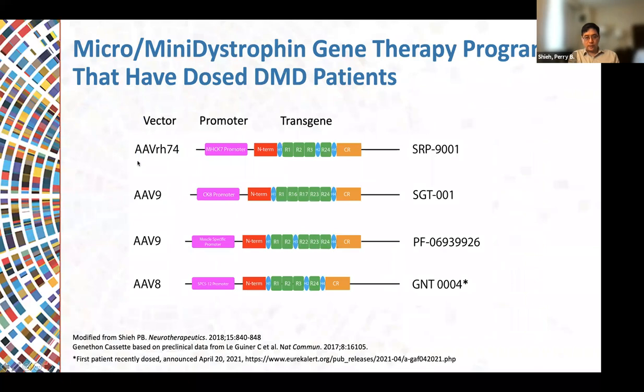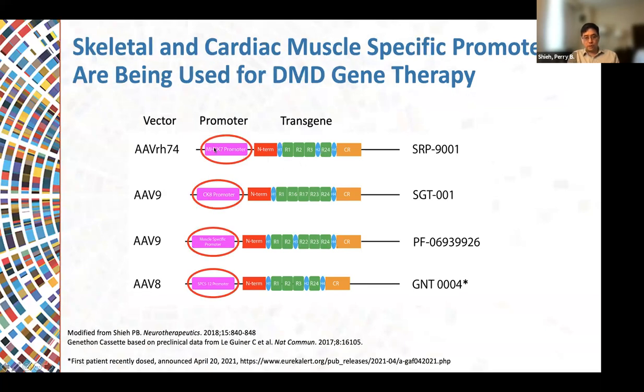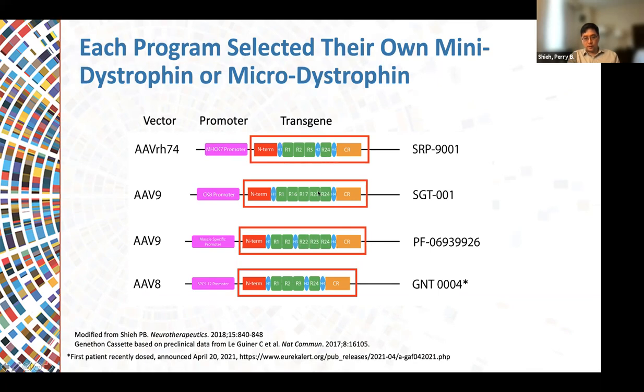And that's what we're seeing here. Currently these are the clinical trials that are recruiting patients using different versions of gene therapy. So they all have different promoters, for instance. This is basically the tissue-specific regulatory elements. The transgene itself is a little different. They've picked different miniaturized versions of dystrophin. And I'm sure they all have pretty good function, otherwise they wouldn't have picked it, at least based on the animal models they have.